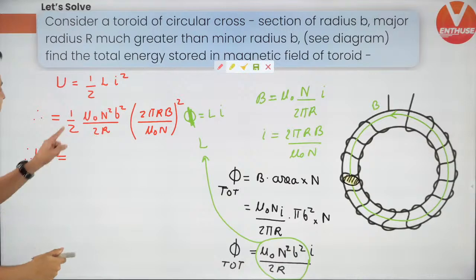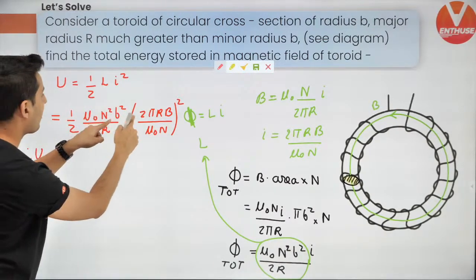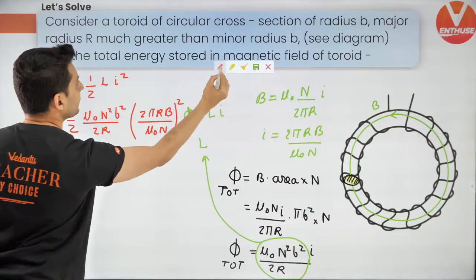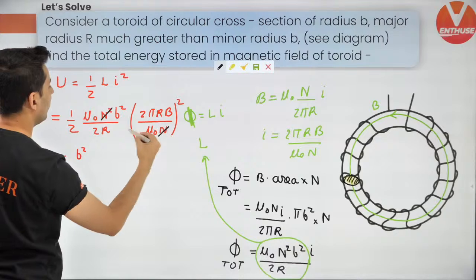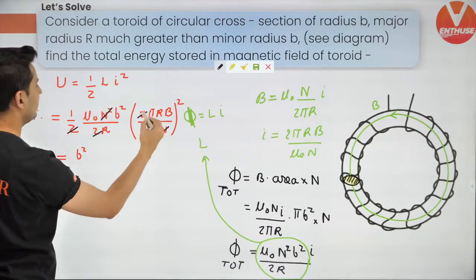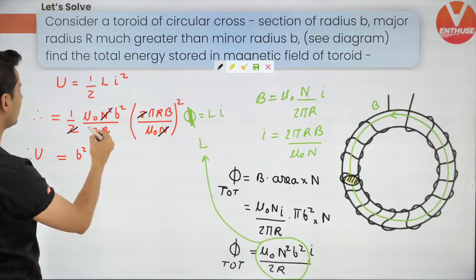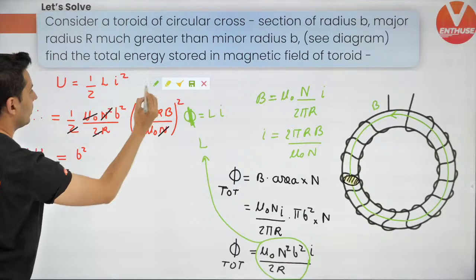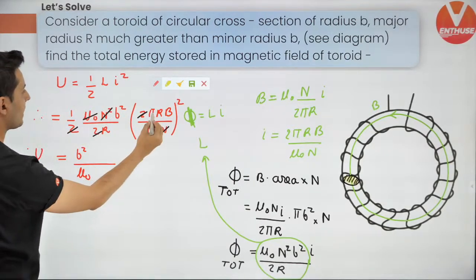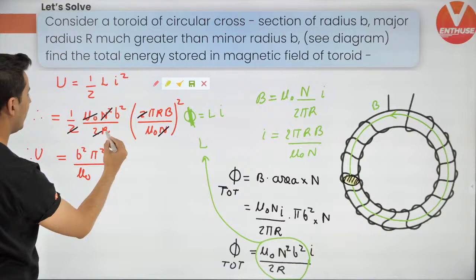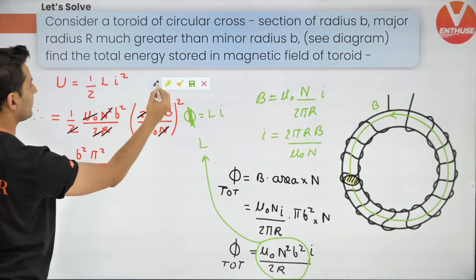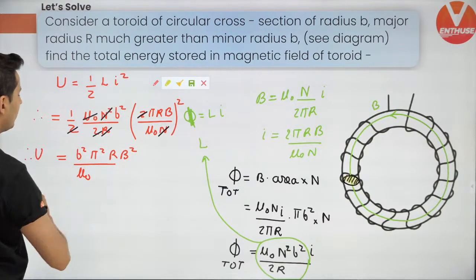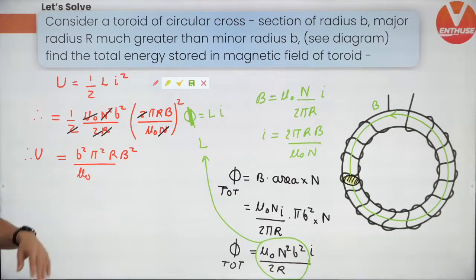I hope this is clear. So let's see what all will get cancelled. N square will go. B square will remain. The 2 square and this 2 square will also go. One of this mu naught will also go with this mu naught, so I'll put that mu naught below so that I do not forget. Then you have pi square and you also have this R below. One of them will go with this R. So therefore you will have this R and this B square. That's it. Just check this out. This should be the answer.